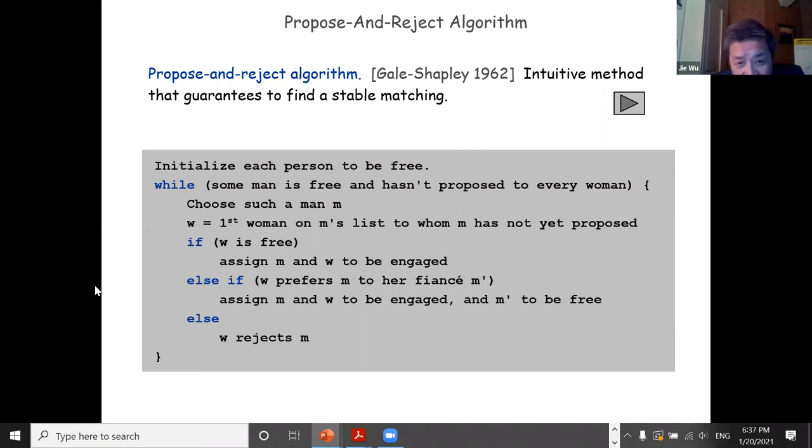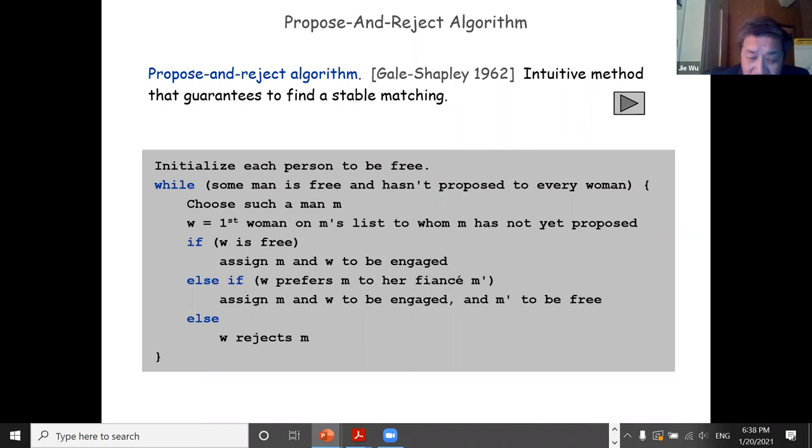If a woman is free, meaning no one has proposed, she just says engage, okay, engage. What happens if a woman is already engaged? Then she will compare your quality against the current one. If you're better than the current one, she assigns the match, engages with you, and sets the other man free. And that's it, right? Obviously, if a woman is already married, she simply rejects you.